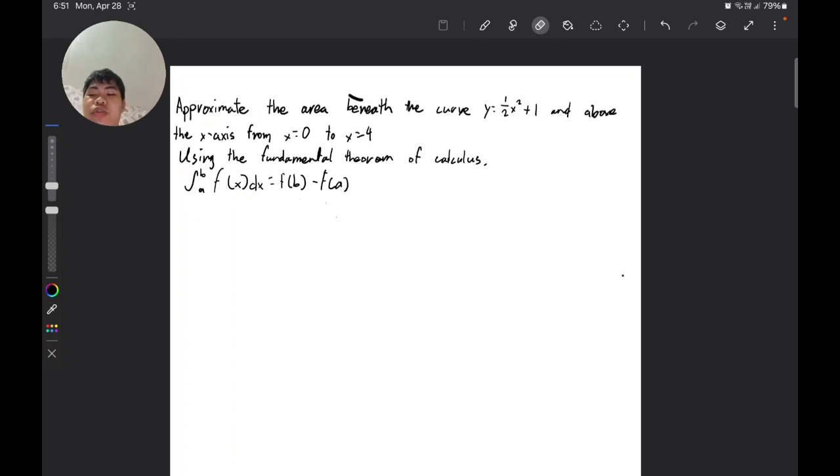The problem here asks us to approximate the area beneath the curve y equals x squared plus 1 between x equals 0 and x equals 2 using the fundamental theorem of calculus. To solve, we will use the integral of a to b of f(x) dx equals F(b) minus F(a). Since the curve is above the x-axis, we will use the area as the integral a to b of f(x) dx.